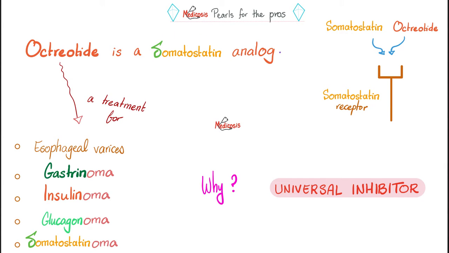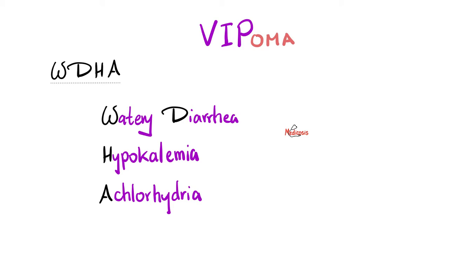Gastrin is natural, pentagastrin is synthetic. Somatostatin is natural, octreotide is synthetic. Remember, this is my doofus, which inhibits everything. It inhibits motility, it inhibits secretion of everything. That's why we can give octreotide to a patient who's secreting too much gastrin, or too much insulin, or too much glucagon, or even too much somatostatin.